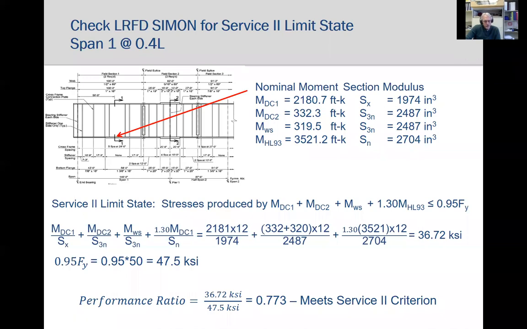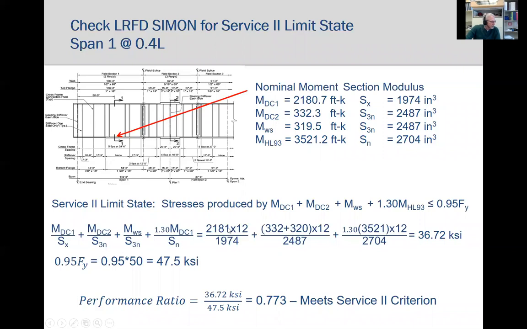Now, without getting too deep into the design standards, the critical service limit state requirement is that the stresses produced by the factored moments on their respective section moduli must not exceed 95% of the yield stress. The dead and wearing surface moments have a factor of one. And the live load moment, or the truck loading moment, is increased 30% as the factor.